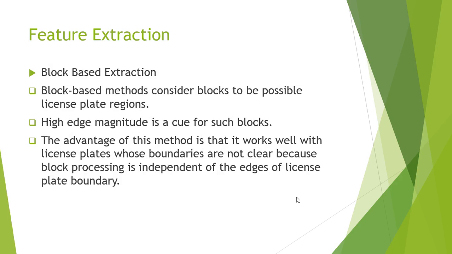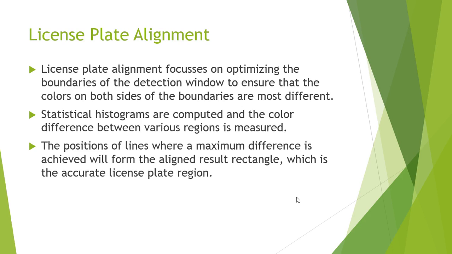Another feature extraction algorithm which is implemented in our license plate system is block-based extraction and bounding box. Block-based methods consider blocks to be possible license plate regions. High edge magnitude is the cue for such block-based extraction. The advantage of this method is that it works well with license plates whose boundaries are not clear because block processing is independent of the edges of the license plate boundary.